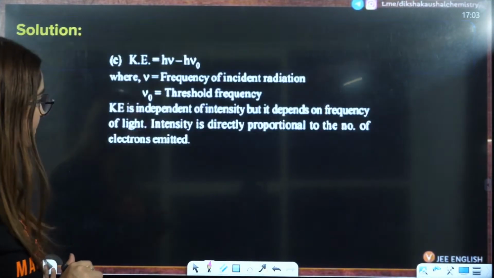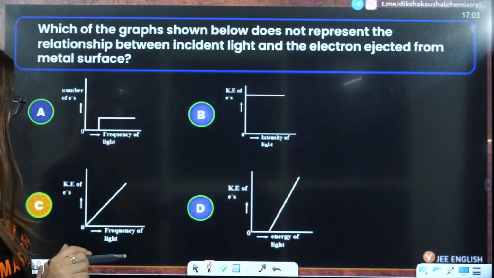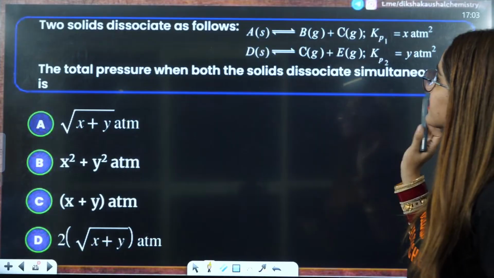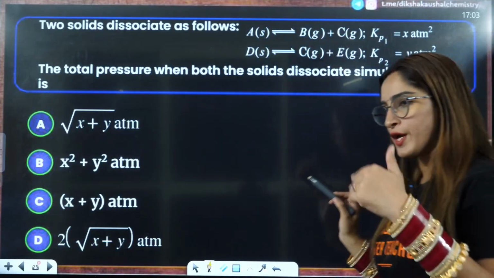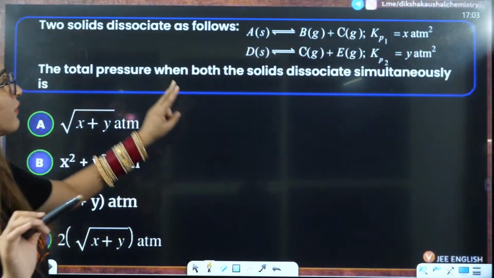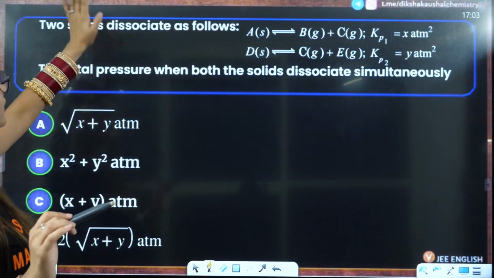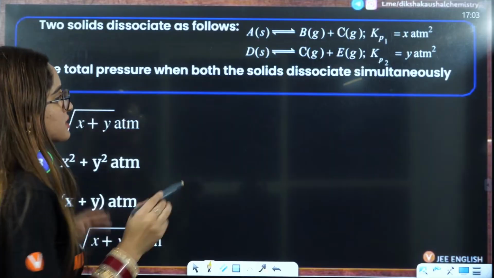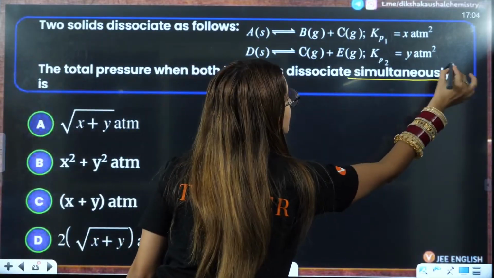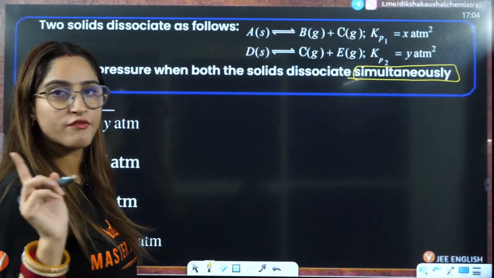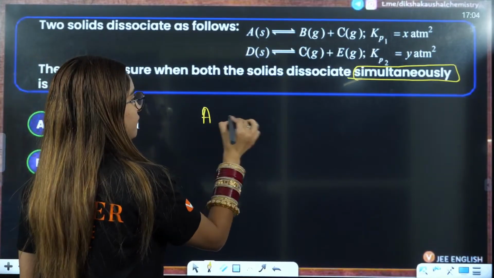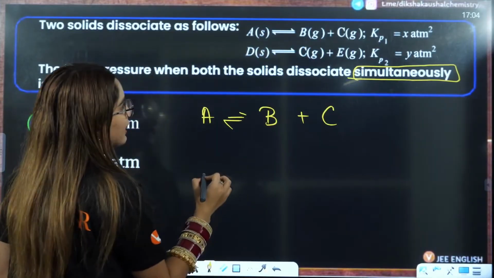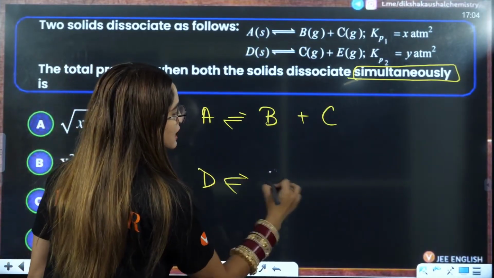Right? Okay. Now, the next question on your screen is, two solids dissociate. I'll speed up, right? Two solids are given to you, two equations are given to you. They are saying two solids are getting dissociated. Total pressure when both solids dissociate simultaneously. Now, simultaneous equilibrium is a very, very important thing for your exam. This is B, this is C, and here D gives rise to C plus E.